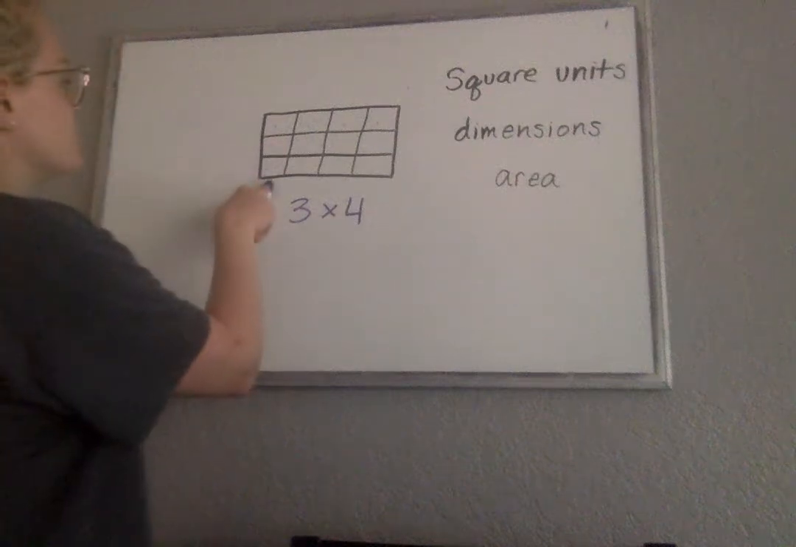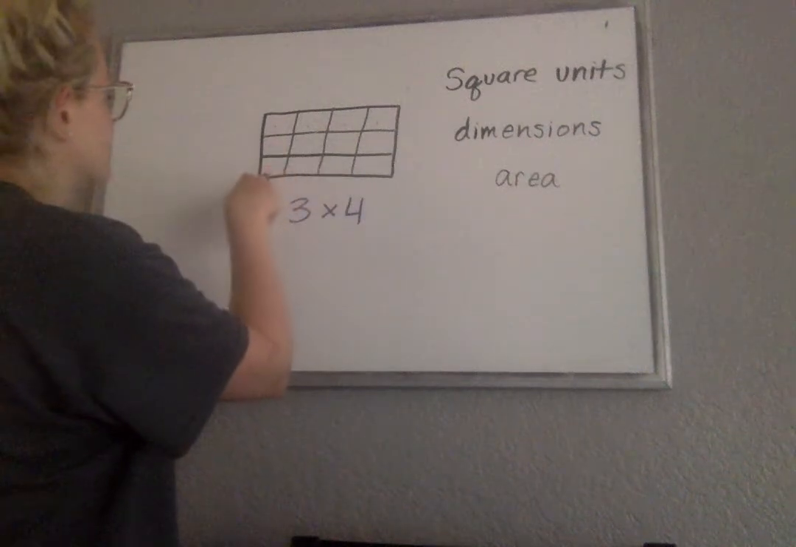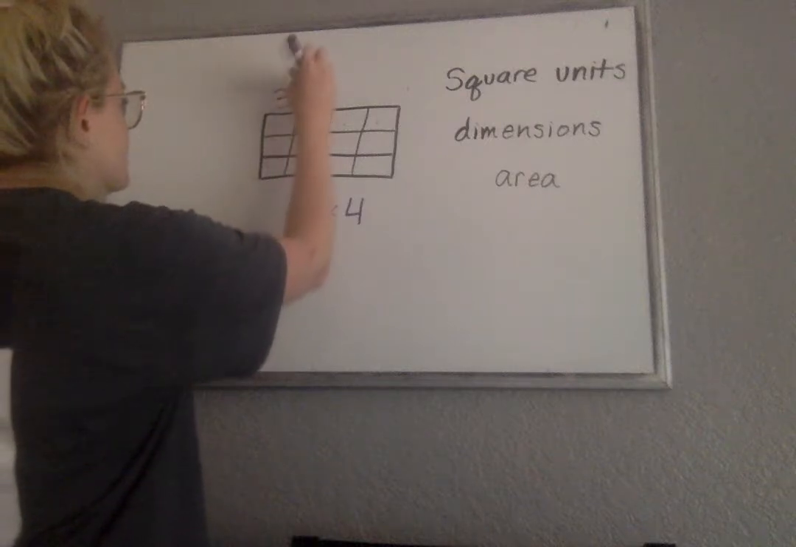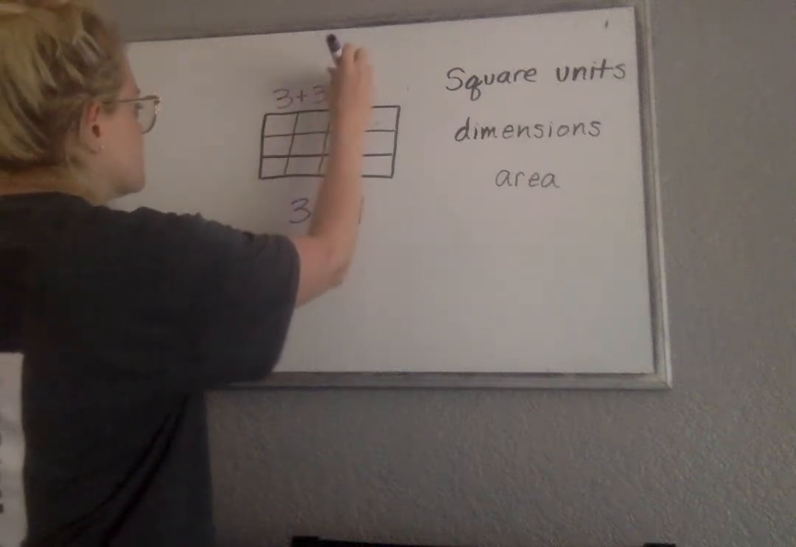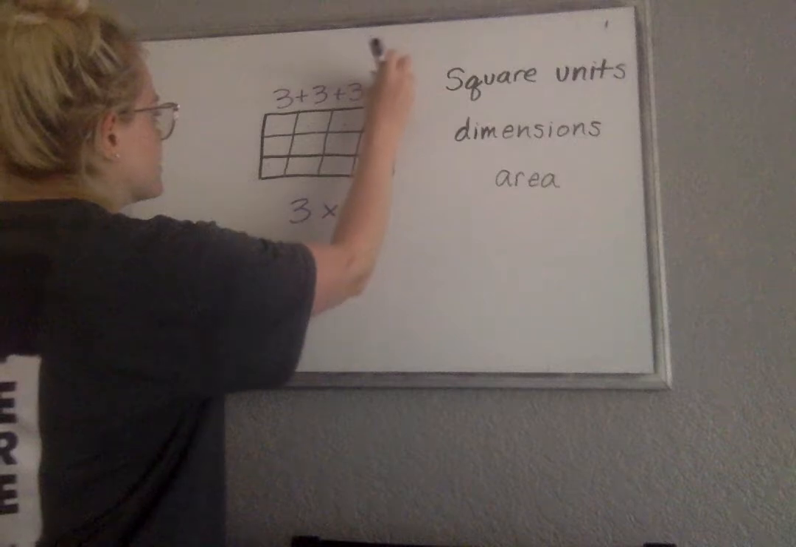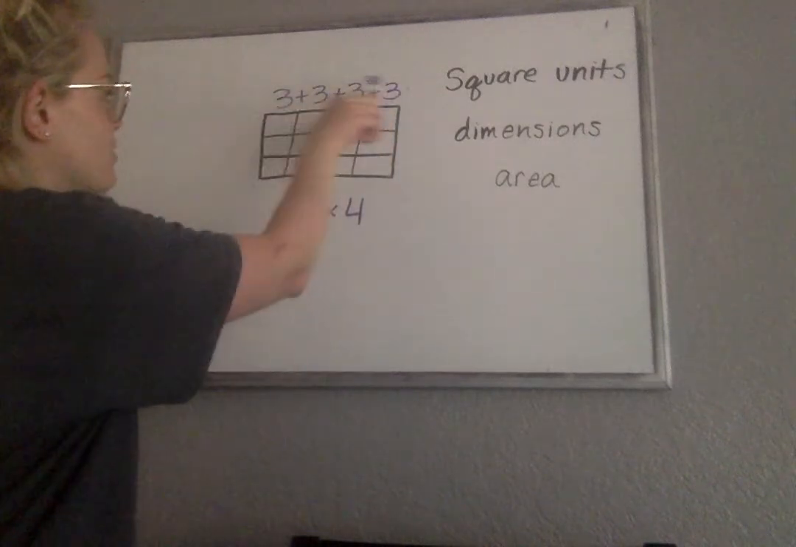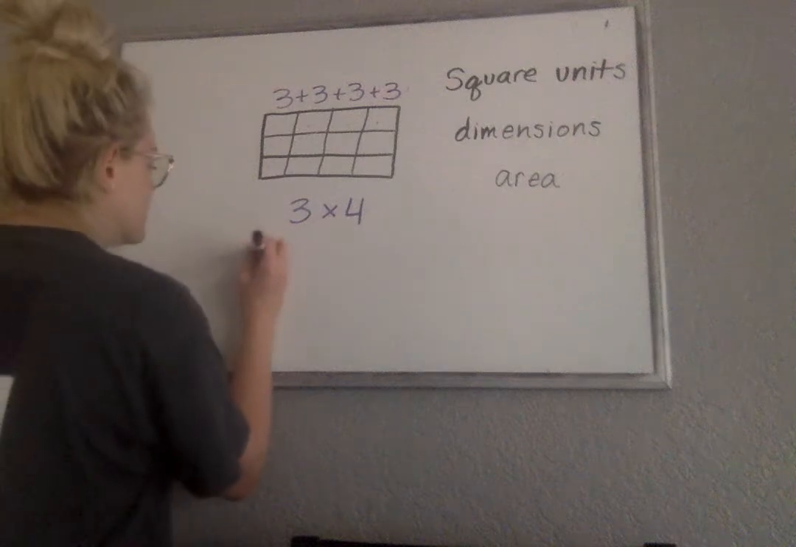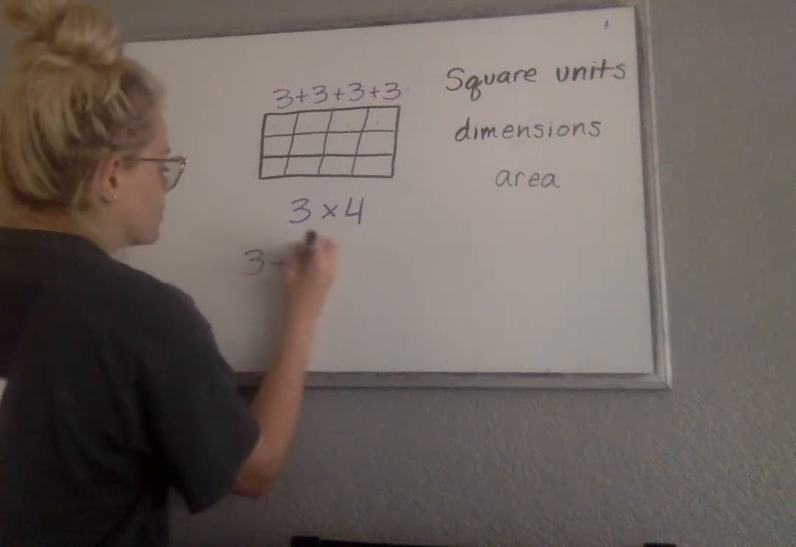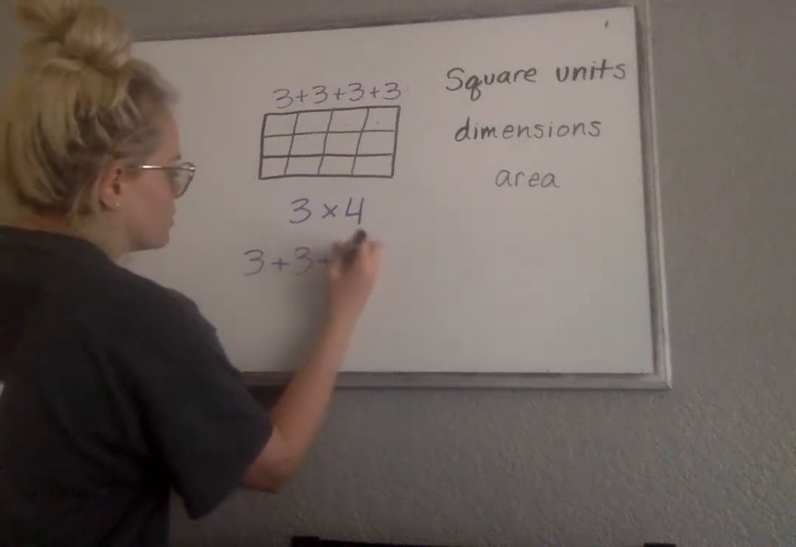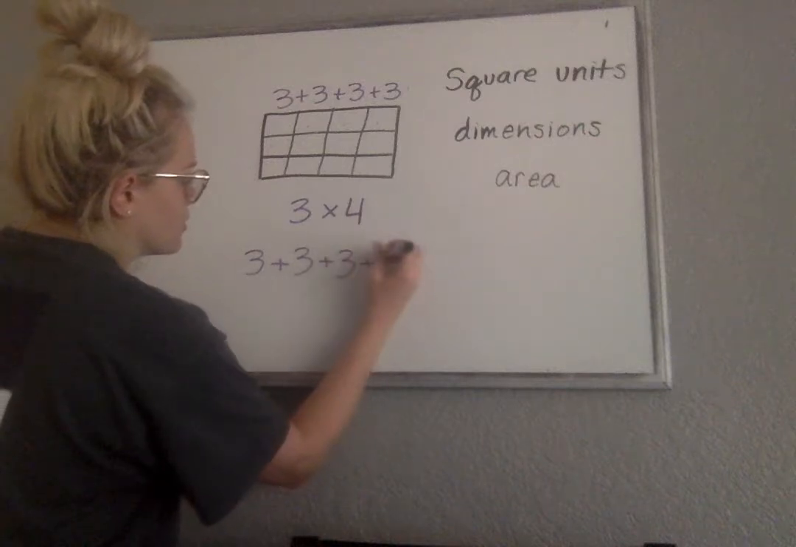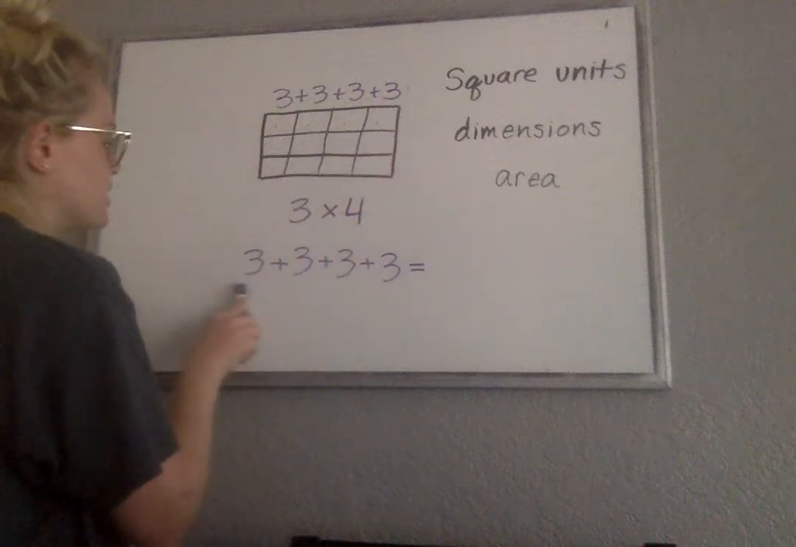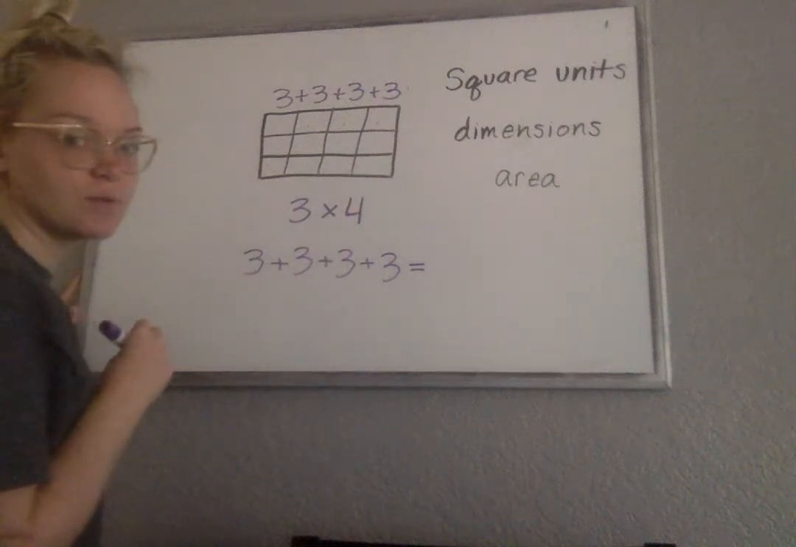So I know each of these columns has 3 in it, so I'm going to think 3 plus 3 plus 3 plus 3, okay? And I'm going to add those up in order to get my answer. I'm going to come down here and write that so I have a little more room to work with. I know each of those columns had 3 in it, so I just made another addition problem in order to figure that out.